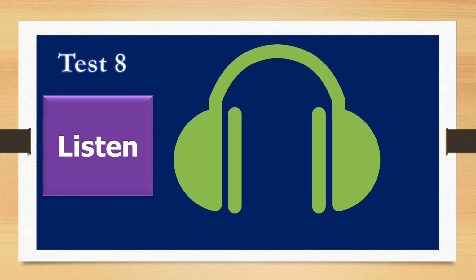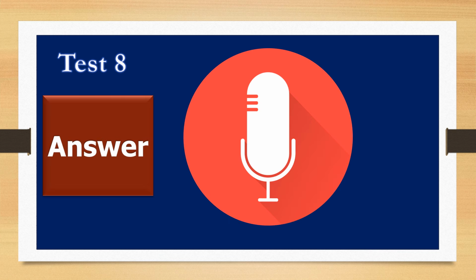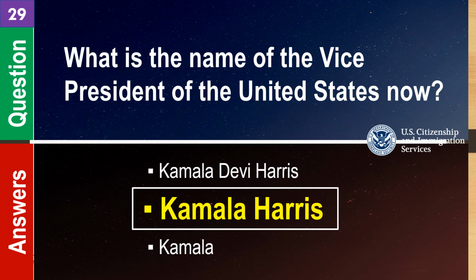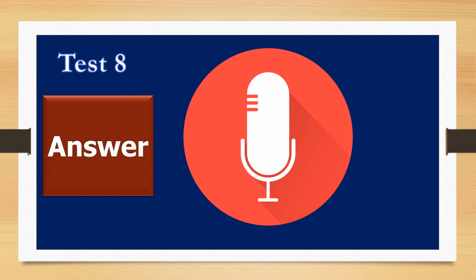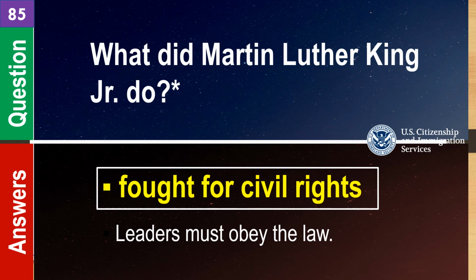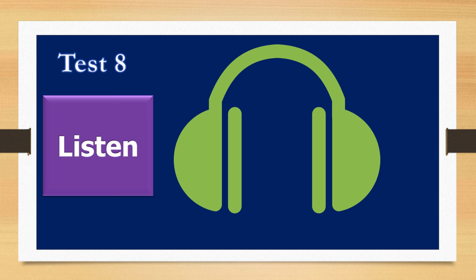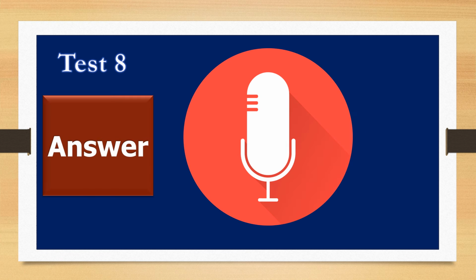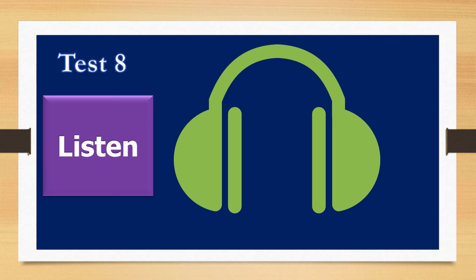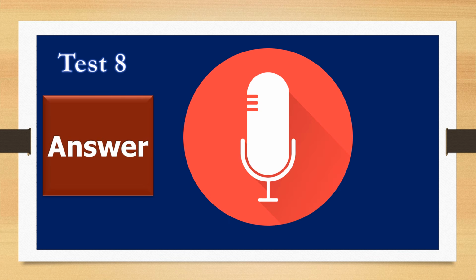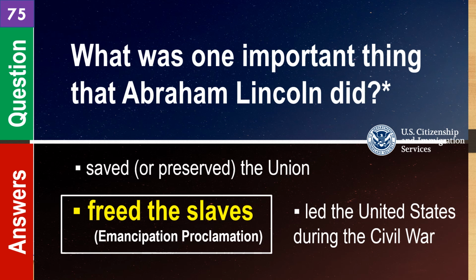What is the name of the Vice President of the United States now? Kamala Harris. What did Martin Luther King Jr. do? Fought for civil rights. What is one right or freedom from the First Amendment? Speech. What was one important thing that Abraham Lincoln did? Freed the slaves.